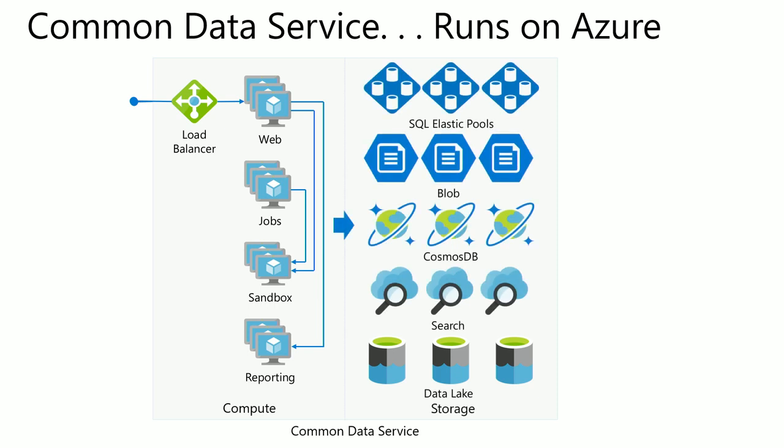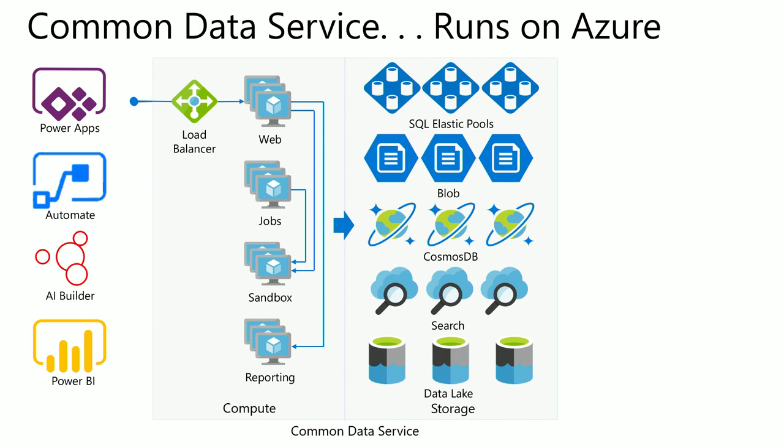We then have our storage tier, where relational data is going into SQL Elastic pools. We have Azure Storage, where we're placing our blobs. We have Cosmos DB, where we're storing log data as well as our mobile offline data. We have Azure Search, where we're indexing the data that you place in the Common Data Service for easy retrieval. And then we have the data lake, where we maintain replicas of that data to support your AI Builder and ML-related scenarios.